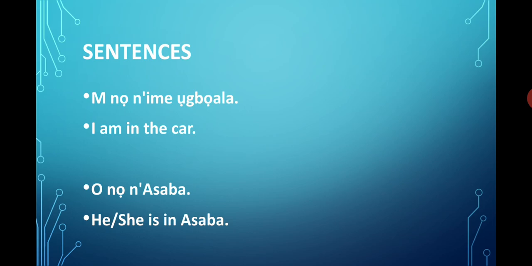Nno n'ime ụgbọala. I am in the car, or I am inside the car. So you see, I use no because I'm making reference to a human being, which is I. Nno. You cannot say ndi. That's wrong. Nno n'ime ụgbọala. Ọ nọ n'Asaba. He is in Asaba, or she is in Asaba. The same. Then I used no because I'm making reference to a human being.